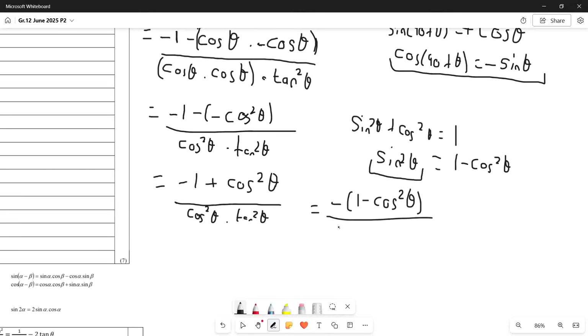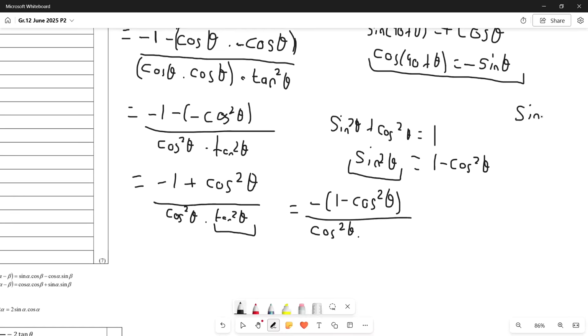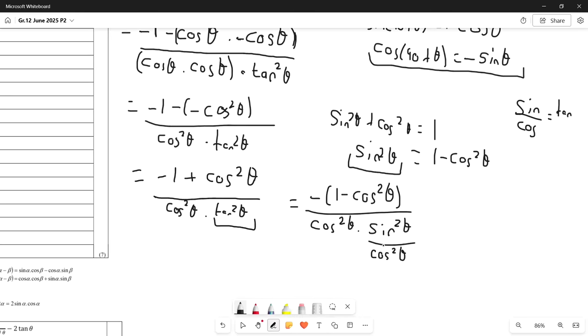And then this cos squared theta, nothing we can do there yet, but whenever we see a tan squared theta, that's also a grade 11 identity, sine over cos equals tan, whether it is squared or just normal. So that means we have a sine squared theta over cos squared theta. Okay, so at this stage, this is looking pretty good for us, because then we can just cancel that cos squared and this cos squared, and also keep the negative out. We can convert this 1 minus cos squared theta into sine squared theta. So we have sine squared theta over there.